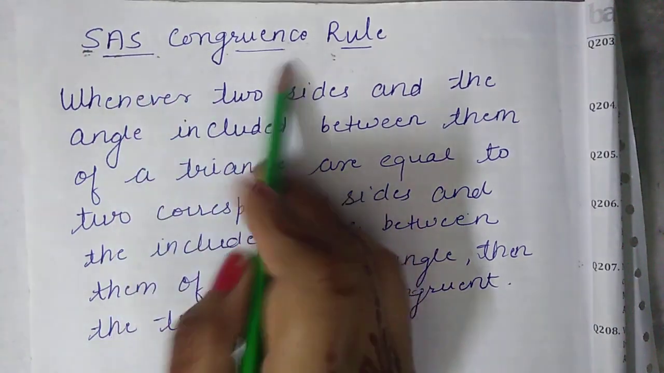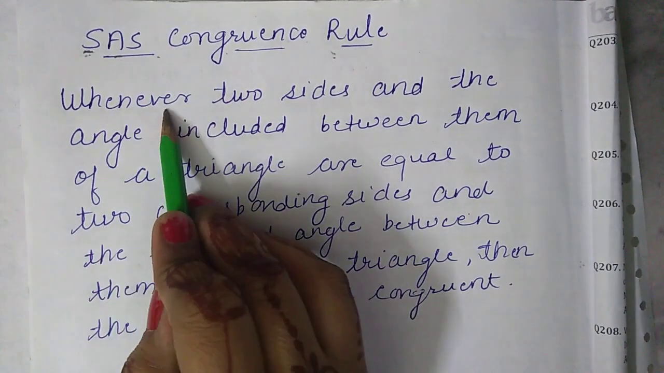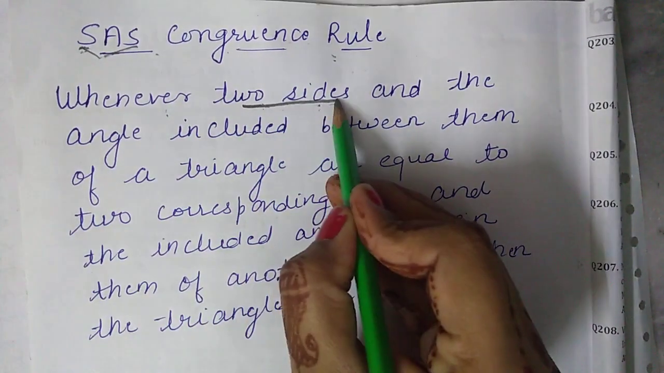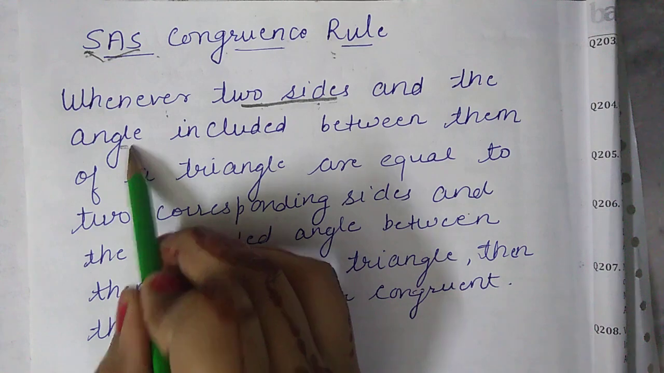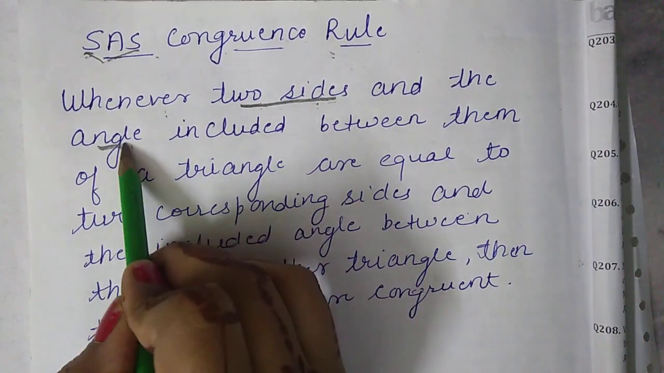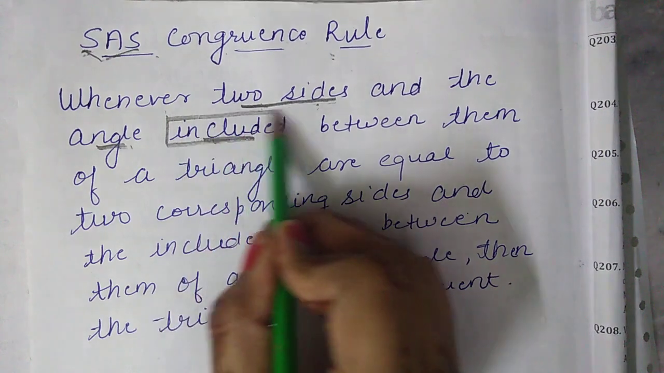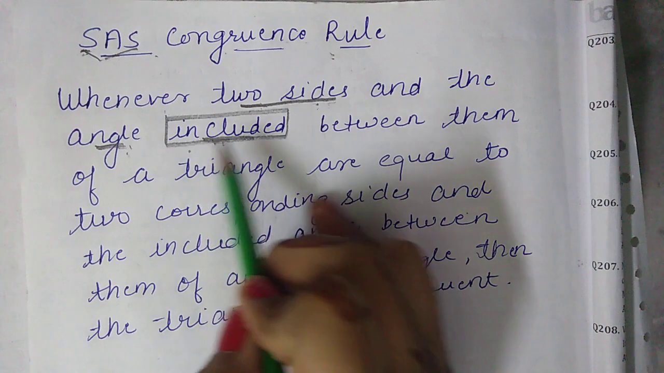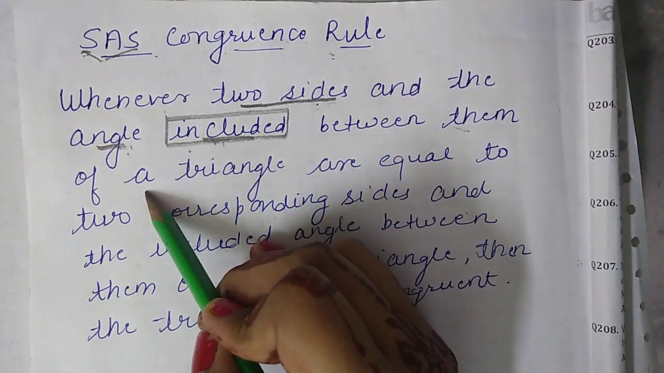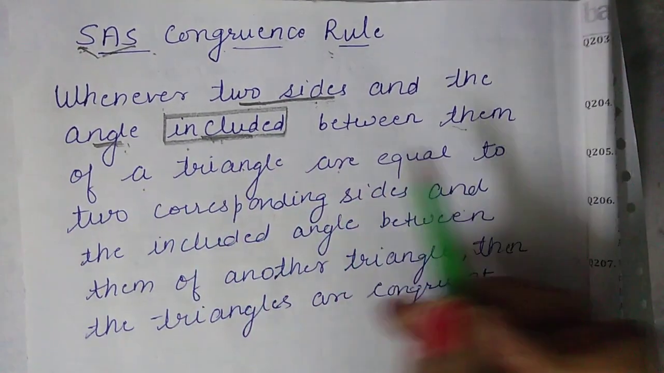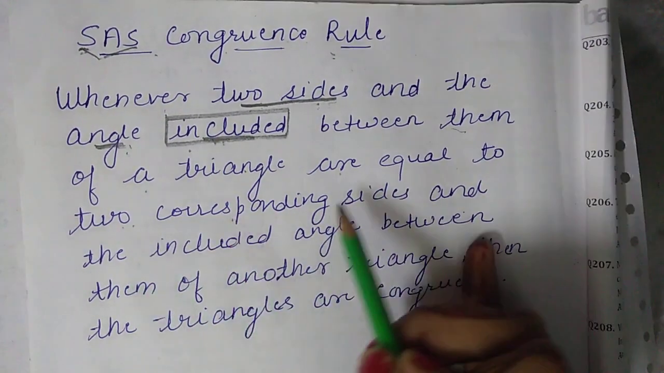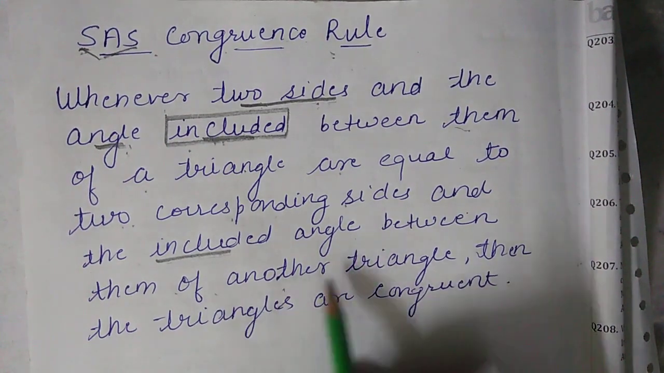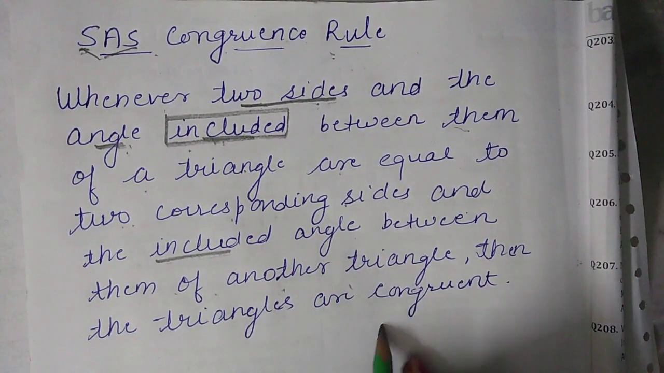Okay, what this rule states, it states that whenever two sides and the angle, one angle they are talking about, and the angle included, this word I will explain what is the meaning of this. Whenever two sides and the angle included between them of a triangle are equal to two corresponding sides and the included angle between them of another triangle, then the triangles are congruent.